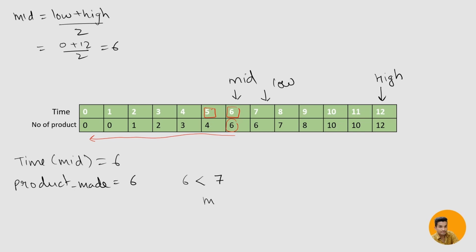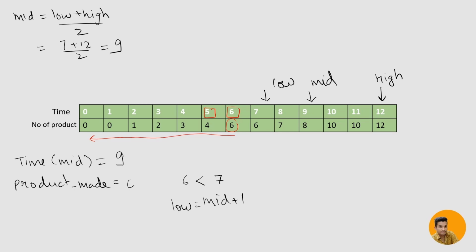So that means in this case, mid plus 1 would be our low. Then, what would be our new mid? Mid would be low plus high by 2. Low is pointing to 7, and 7 plus 12 is 19, divided by 2 would give us 9. Now our mid would point over here. This would be our mid.